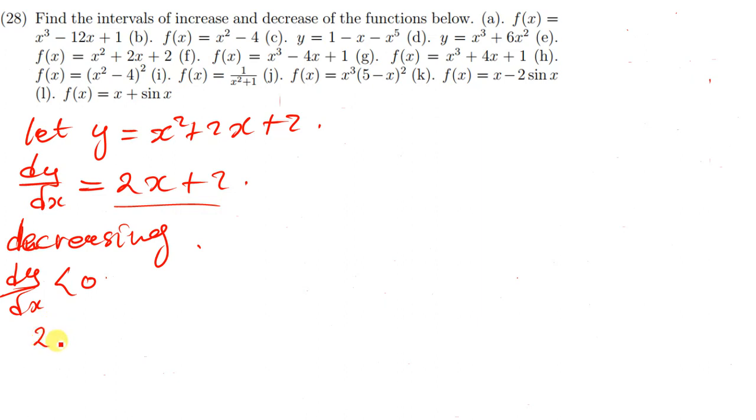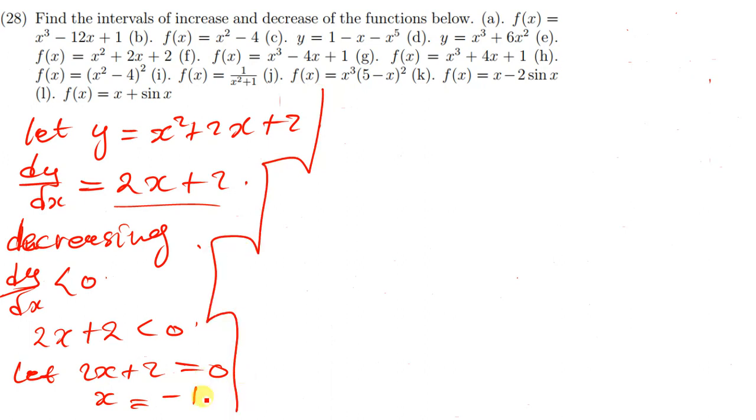So 2x plus 2 should be less than 0. To find the critical point, we equate this to 0. We say let 2x plus 2 be equal to 0, and the value of x, when you simplify this, you find it to be -1. You take this 2 to the other side of the equal sign, then you divide by 2 on both sides. So this is the critical point that we have found. It's this point that we're going to use to determine the increasing and the decreasing part.